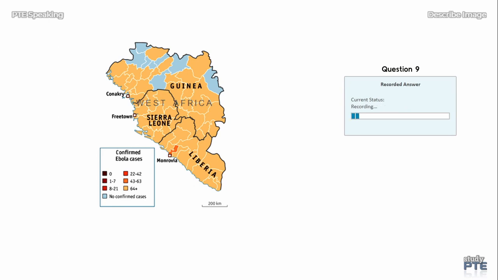The given image shows information about confirmed Ebola cases in West Africa. It also provides information in various categories such as Sierra Leone, Guinea, Freetown, Liberia, and Monrovia. It is clearly visible from this image that the highest Ebola cases are shown by the yellow color. On the other hand, the lowest cases are shown by the red color. In conclusion, it can be stated that this image shows very crucial and interesting information about Ebola cases in West Africa.